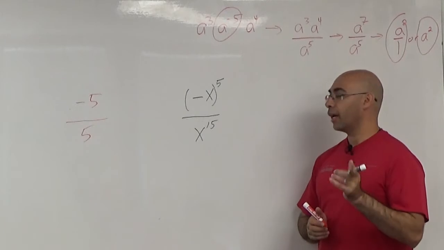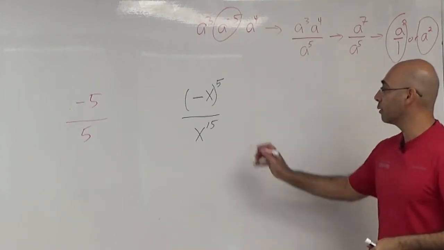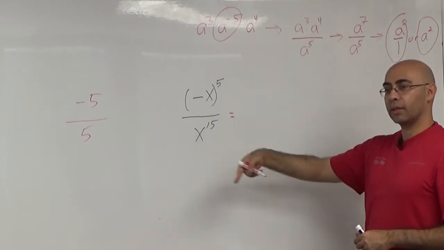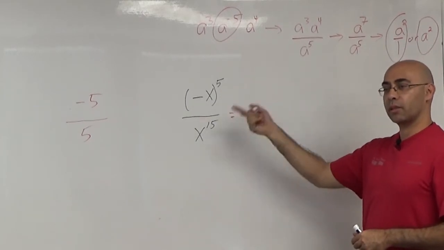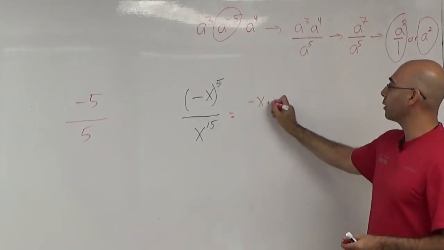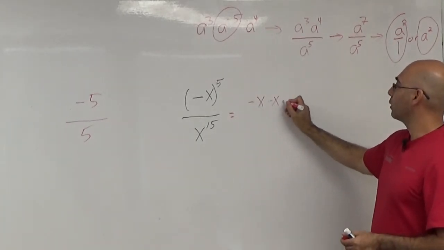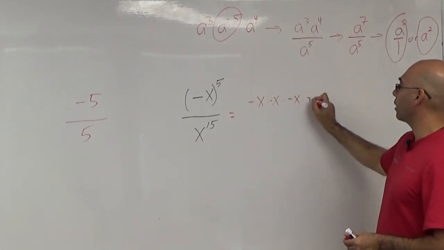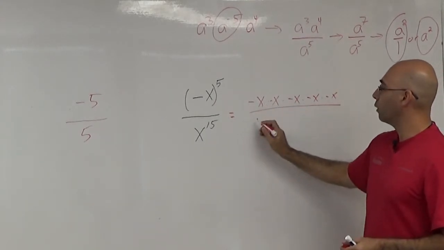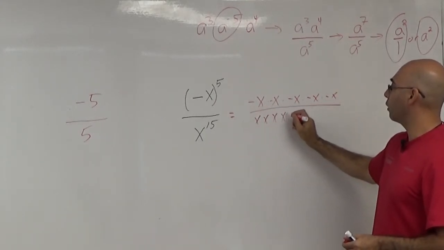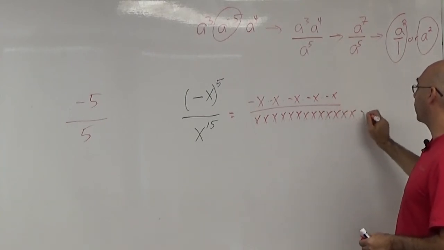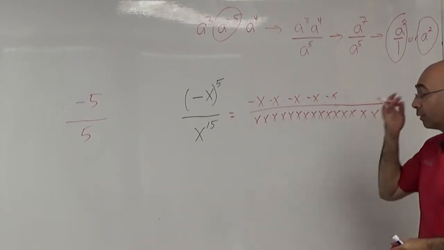Now, and I'm going to go long ways with this. Negative x to the 5th power means negative x times negative x times negative x times negative x times negative x, correct? So I'm going to write that down. Negative x times negative x times negative x times negative x times negative x, over 1, 2, 3, 4, 5, 6, 7, 8, 9, 10, 11, 12, 13, 14, 15.